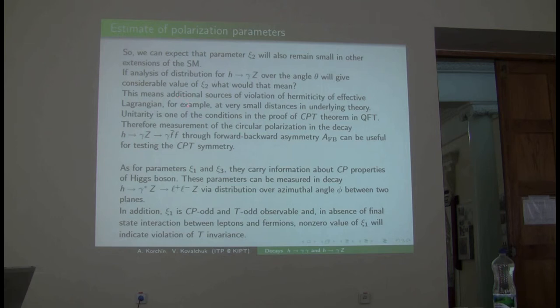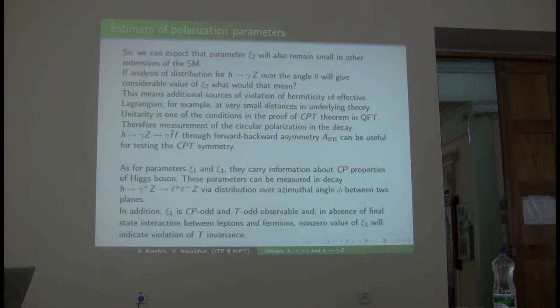So this means additional sources of violation of hermiticity of the effective Lagrangian, for example, at very small distances in the underlying theory. Since unitarity or hermiticity is one of the conditions in the proof of the CPT theorem in quantum field theory, this measurement in this decay, so the forward-backward asymmetry, can be useful for testing the CPT theorem.